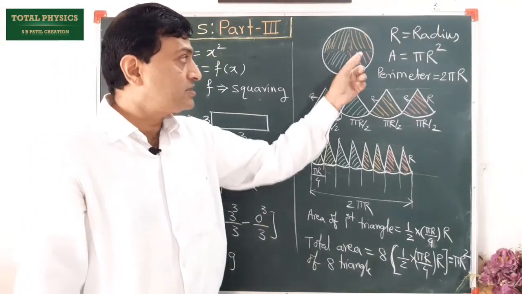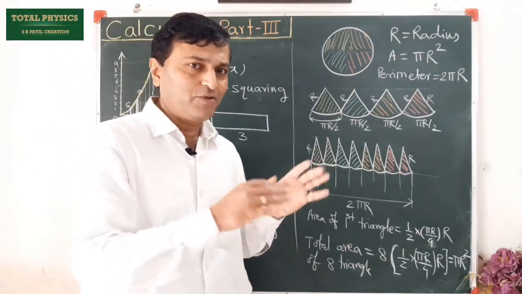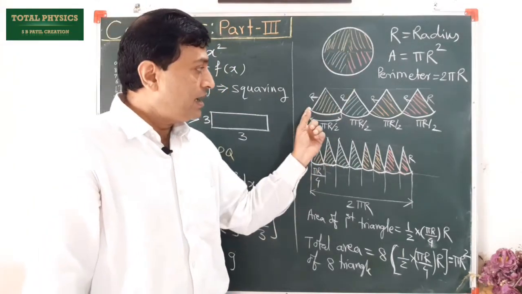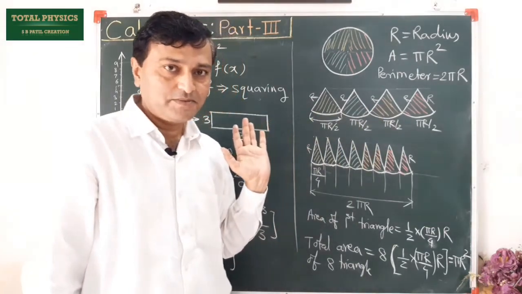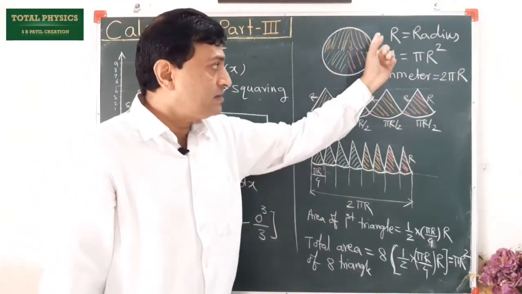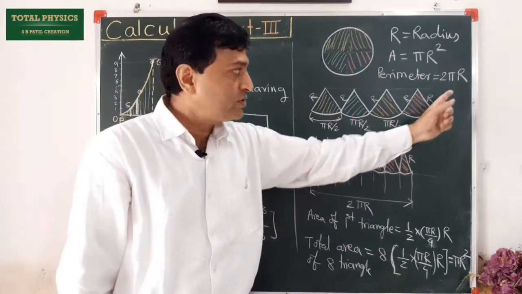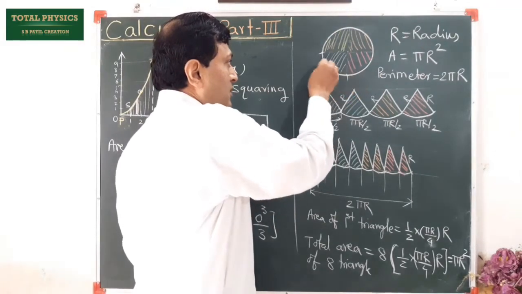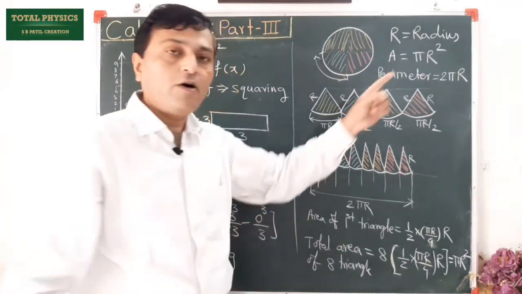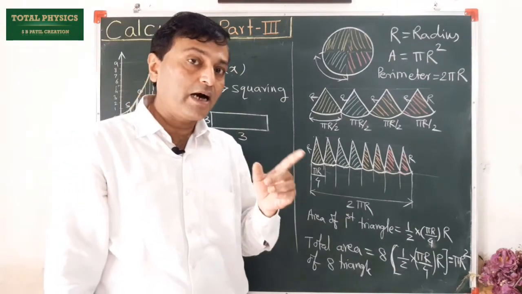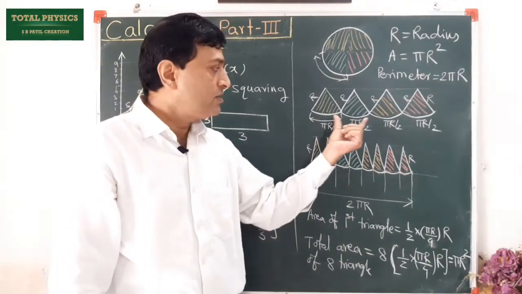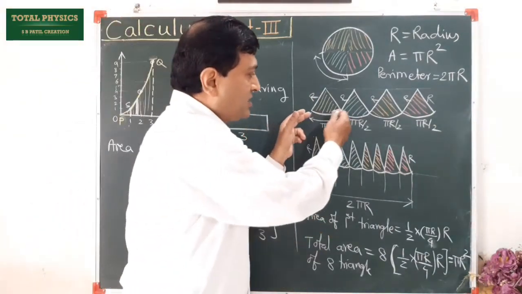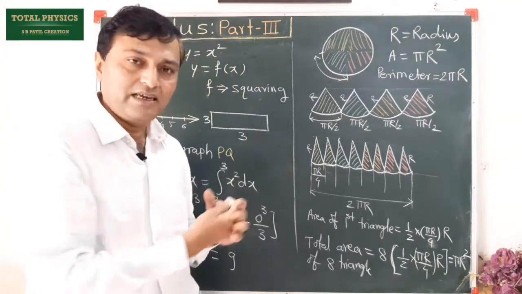I have cut this circle into 4 parts. I have given color for simplicity. These 4 parts are arranged like this. You can observe, the total length of the circumference is 2 pi r. So this part is 1/4 of 2 pi r, which means it is pi r by 2. This is pi r by 2, and the radius is r. But it is a curve, so you can't say it is a triangle.